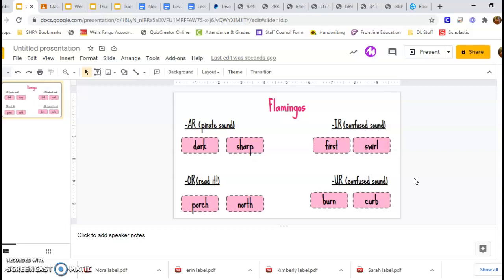So as an extra challenge, maybe towards the end of the week on Thursday or Friday, ask mom or dad to read you words in the IR and UR group and see if you can spell them on your own. See if you can spell them on your own and sort them, which ones go in which group, which one is the IR, which one's UR, even though they sound the same.